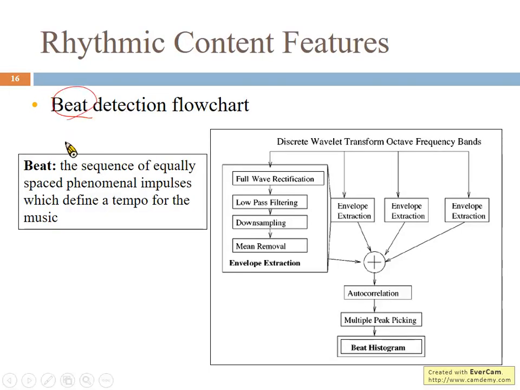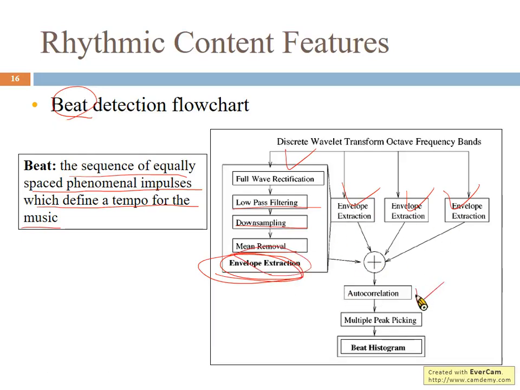We want to find the beat. And the official definition of beat is the sequence of equally spaced phenomenal impulses which define a tempo for the music. And for each frequency band, we will do the following envelope extraction process. First, we do full wave rectification, then low pass filtering, then downsampling, and then mean removal. By aggregating the envelopes in different frequency bands, we will do autocorrelation and then pick the peaks, and then we can construct the beat histogram.